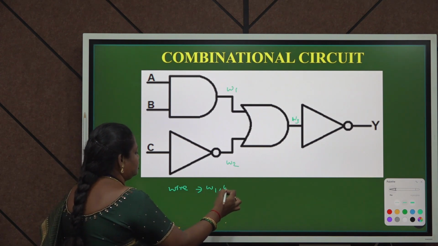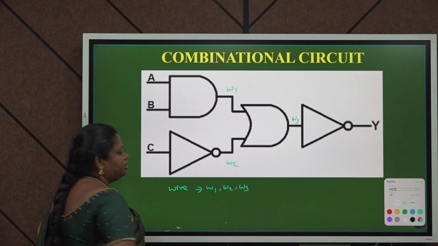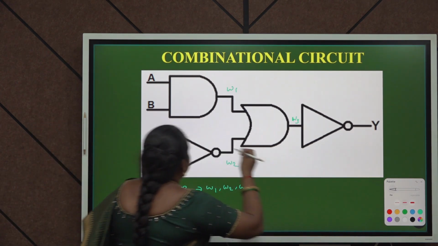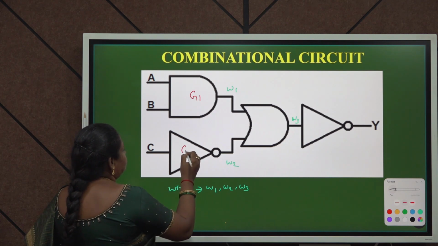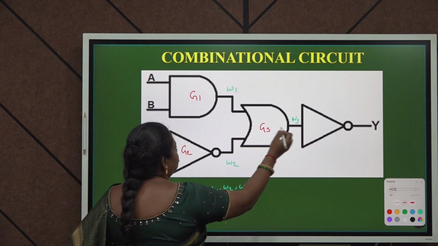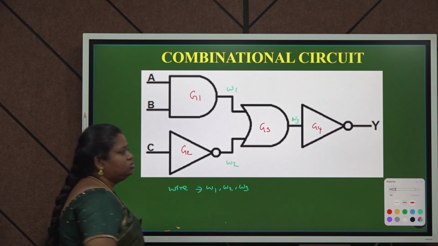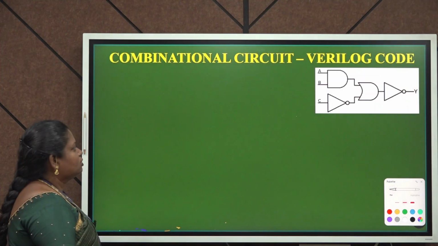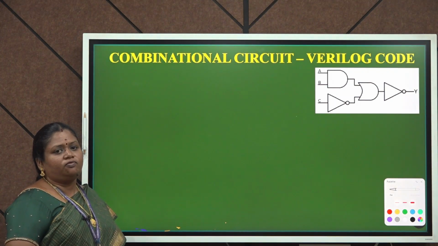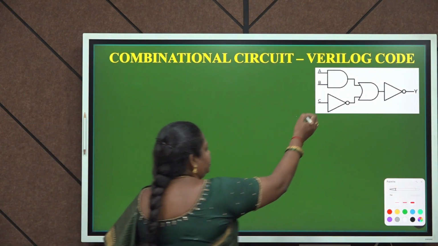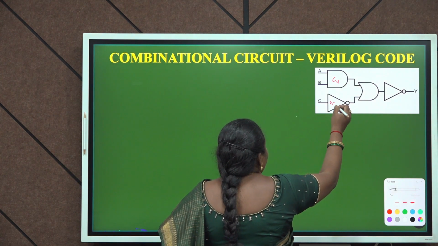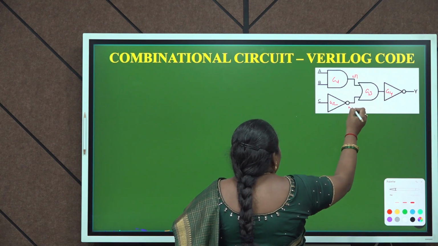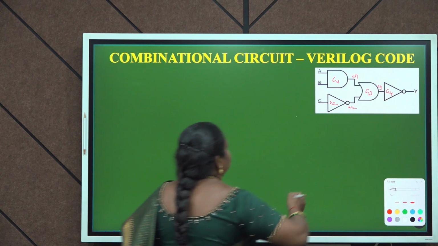Here I have used three wire connections, W1, W2 and W3. Next, for our reference, I have labeled the gates. These are my gates, four gates are used, and G1, G2, G3 and G4 are my labels for the given combinational circuit. Let us write a Verilog code for it. For reference, I will write W1, W2 and W3 here.